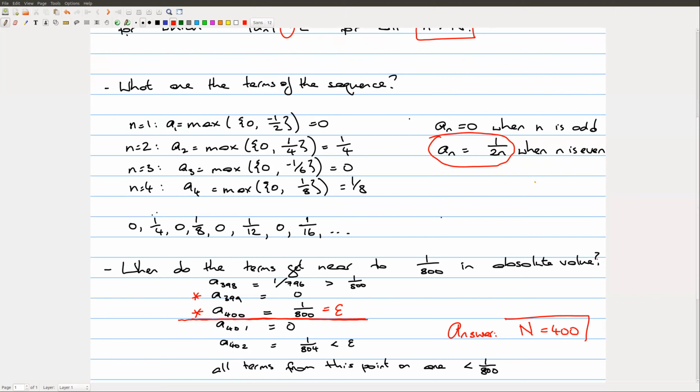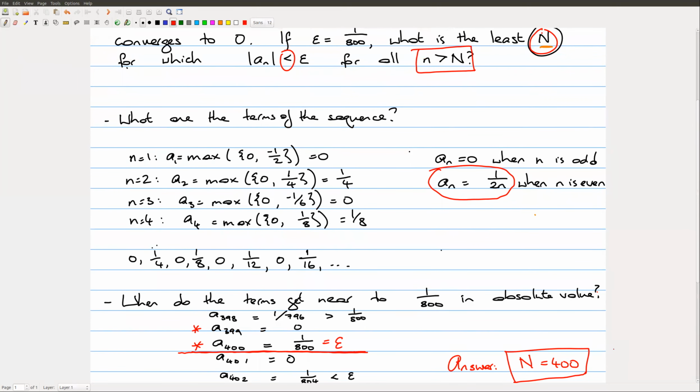But just be a bit careful when you're answering your version of this question. The kind of thought processes that we need are all here, I think. But if the question here was for all n greater or equal to capital N, then the answer would be 401, not 400, because it wouldn't be satisfied for 400. If the question here was a_n in absolute value less than or equal to epsilon, then that would be satisfied by A400. It would also be satisfied by A399. So the answer in that case would be 398.